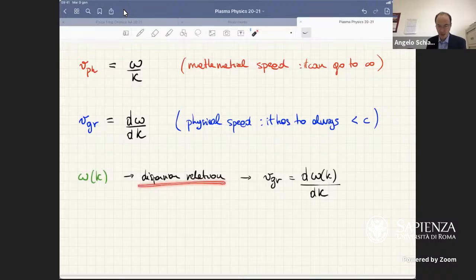So now when we have omega as a function of k, we can take the derivative of the dispersion relation with respect to k, and what we get is actually the group velocity. And this group velocity will represent the speed at which physical quantities like energy, like momentum, and so on, are transported by the wave.